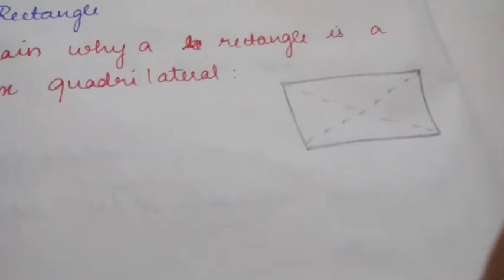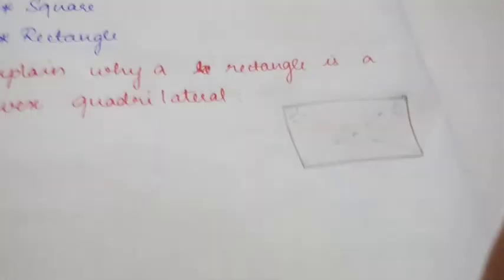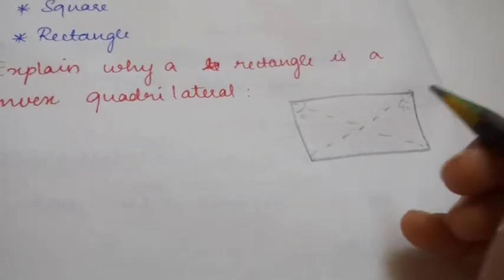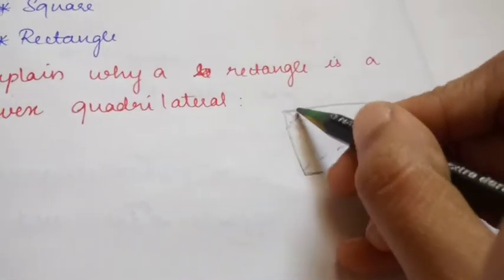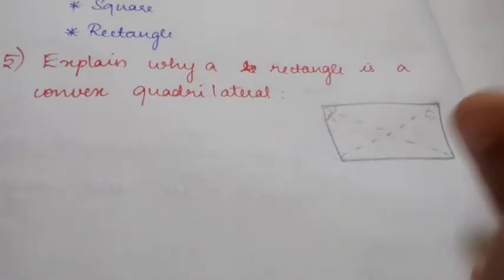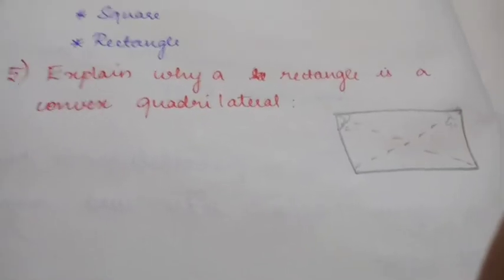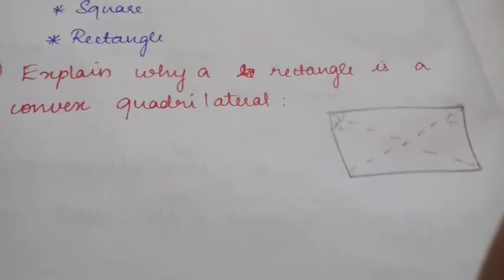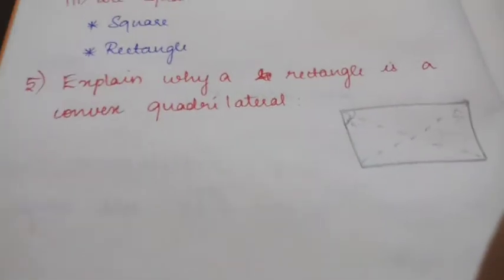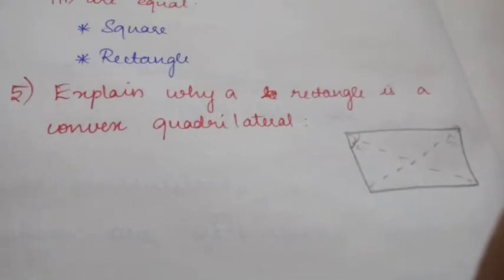Then in a rectangle all the angles will be 90 degrees. It is not more than 90. See, if you take one diagonal angle, it will be less than 90 degrees. But in a concave quadrilateral, at least one angle should be more than 90 degrees, but here everything will be 90 degrees. So that is why we are saying that the rectangle is a convex quadrilateral.